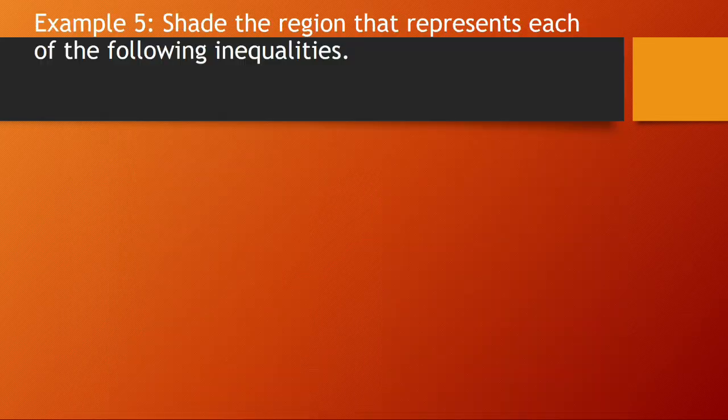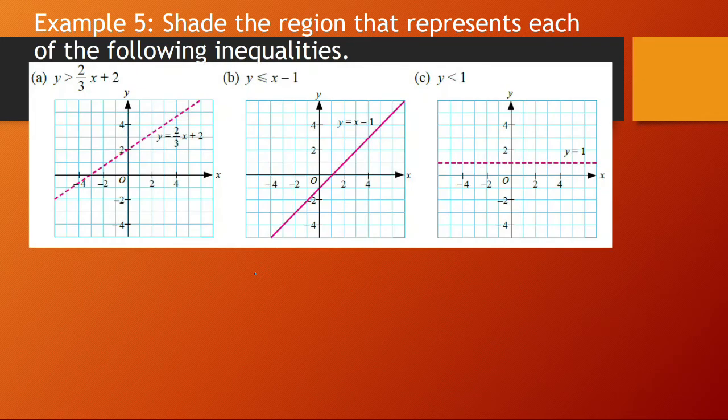Okay, now we look at example 5. Shade the region that represents each of the following inequalities. This one is from your textbook exactly. We see how to shade the region. For the first diagram here, we have y greater than 2 over 3 x plus 2. When it is greater than, it is a dashed line like this. And greater than is on top of the graph. So this is the region that you have to shade.